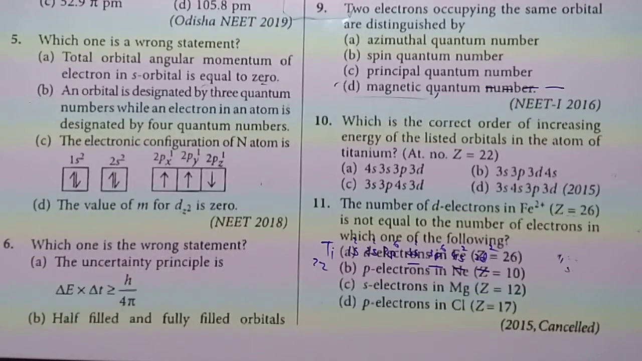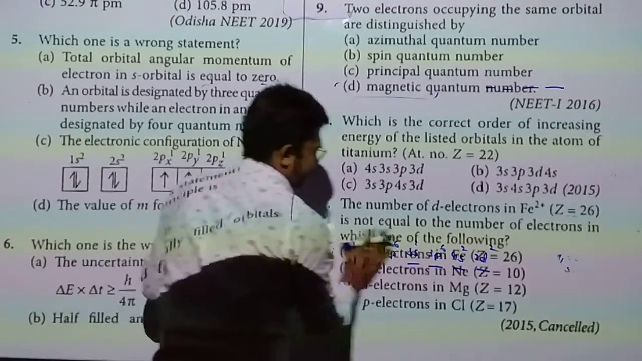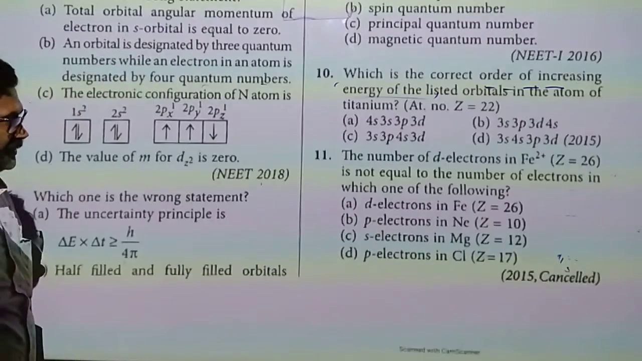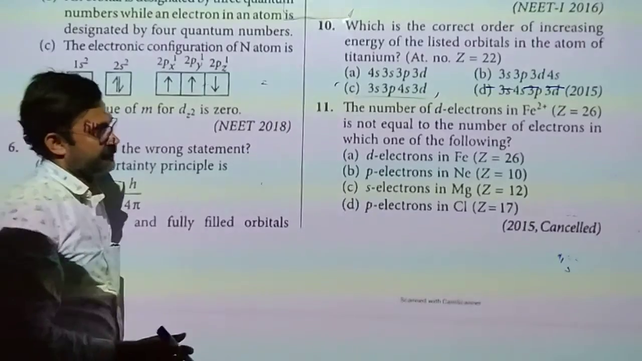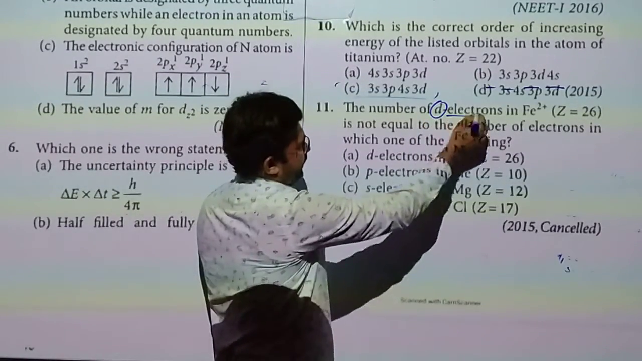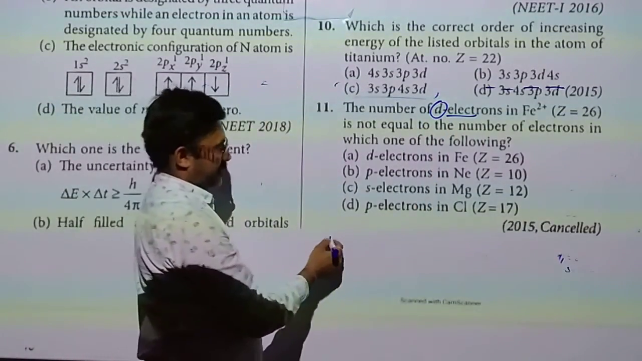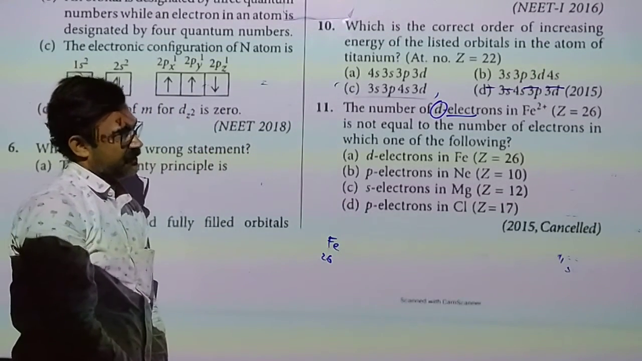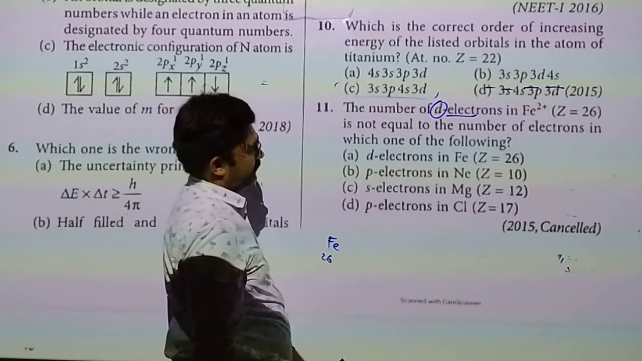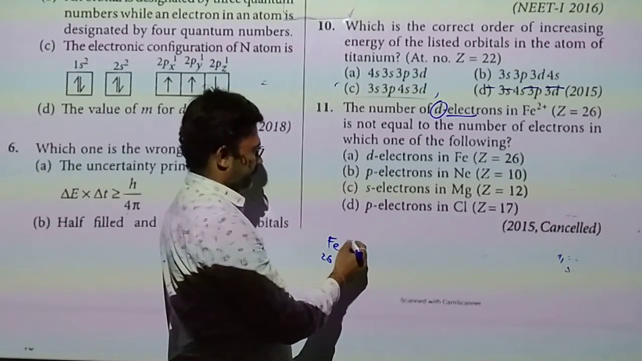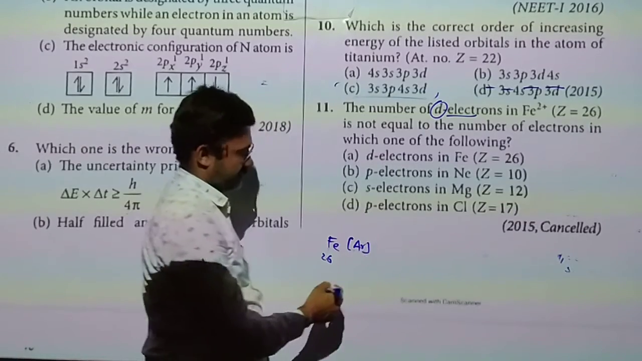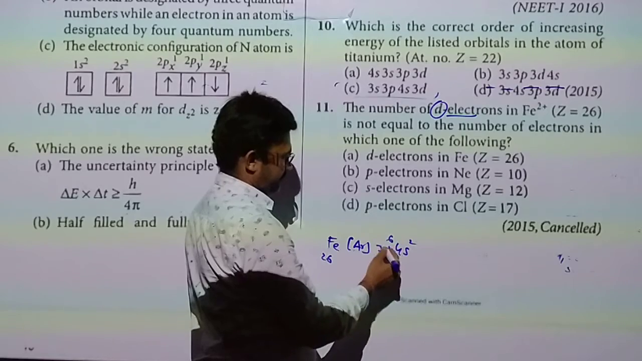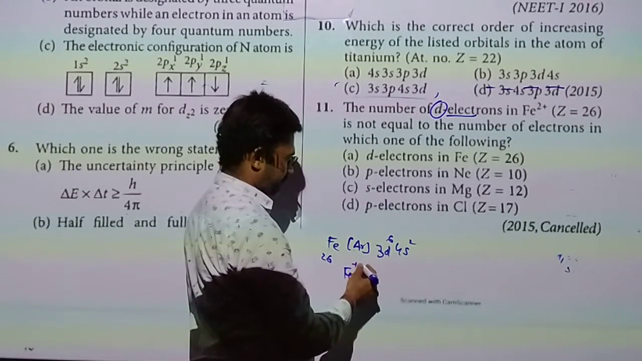Now question number 11. The number of d electrons in Fe plus 2 ion. In the Fe plus 2 ion, number of electrons in d orbital. D electron means d orbital. Fe is not equal to the number of electrons in which of the following. Actually, Fe after argon is 4s2, 3d6, 2 electrons will be removed.